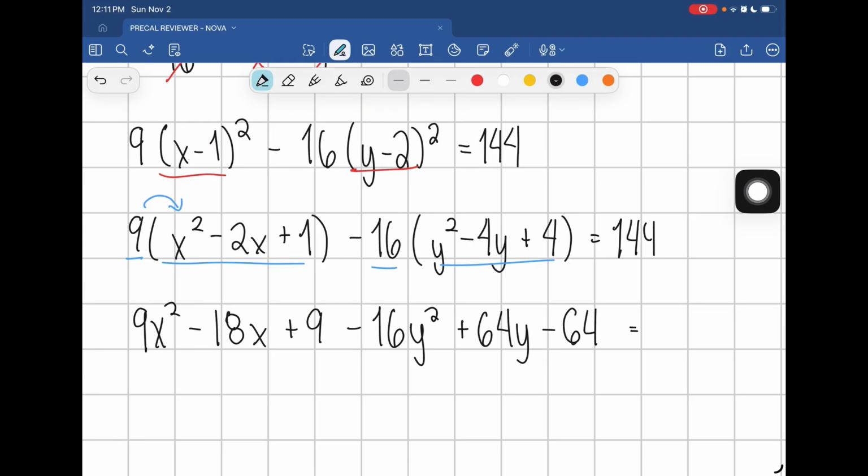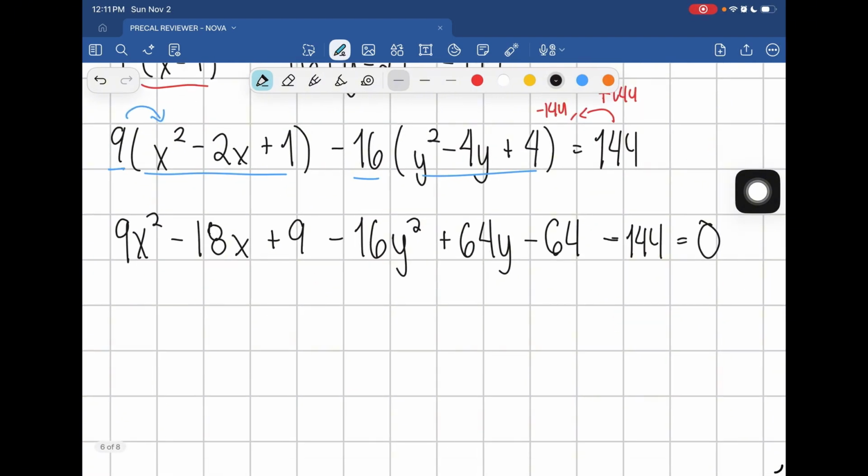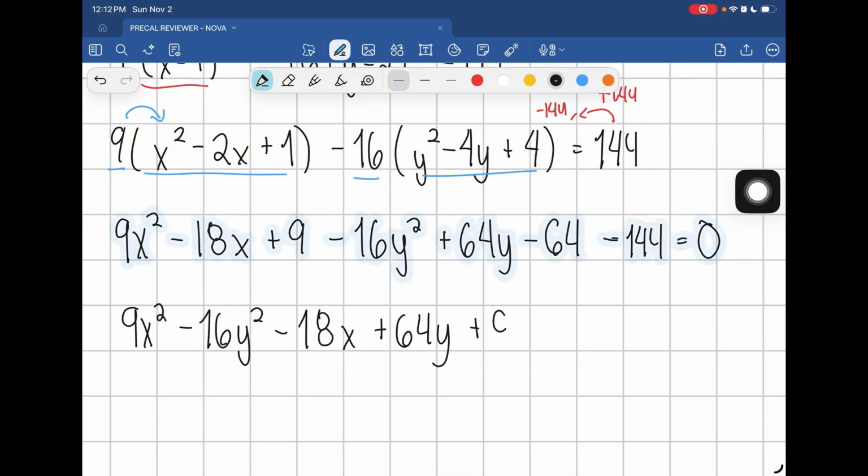Equals to, we're gonna move this to the other side. So positive 144 becomes negative 144. So this becomes negative 144 equals to 0. And after that, let's arrange the equation. So 9x squared minus 16y squared minus 18x plus 64y plus 9 minus 64 minus 144 equals to 0.